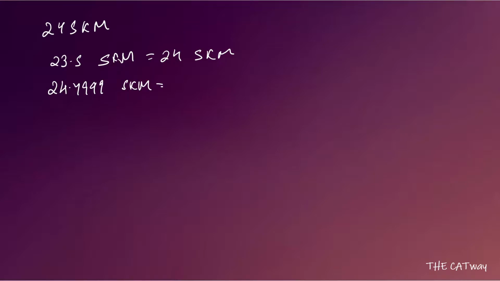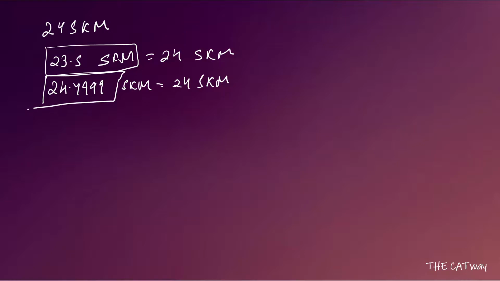So let's say the distance was 23.5 SKM. If the distance was 23.5 SKM, what would have been the distance displayed by instrument 1? The distance displayed would have been 24 SKM, correct? Similarly, if the distance would have been 24.49999 SKM, the distance shown by instrument 1 would have been again 24 SKM. So the actual distance in SKM can lie between 23.5 and 24.499 SKM.